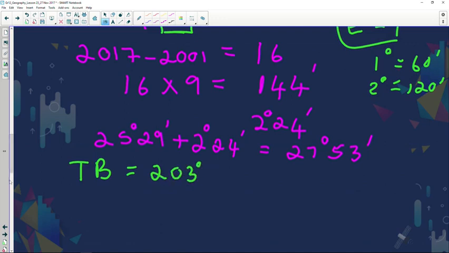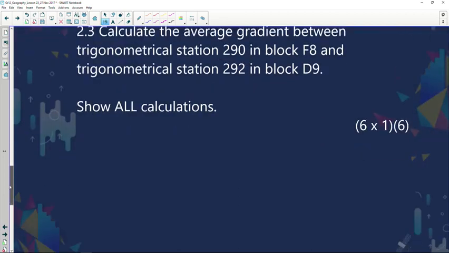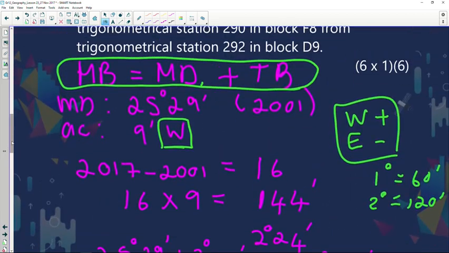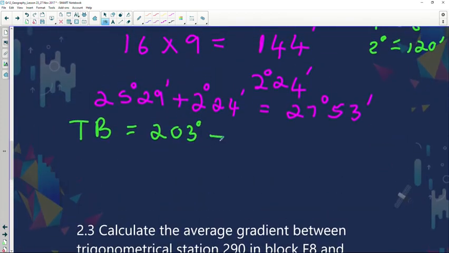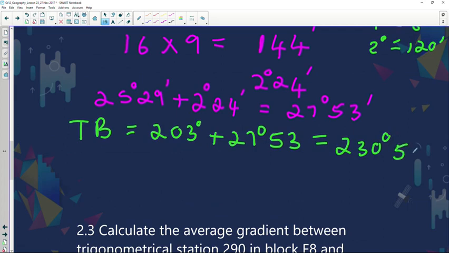Now, very importantly, once you look at that, the formula says you need to add the two. So it's very simple. 203 degrees plus 27 degrees 53 minutes equals 230 degrees and 53 minutes west. And that will be the correct answer for magnetic bearing.